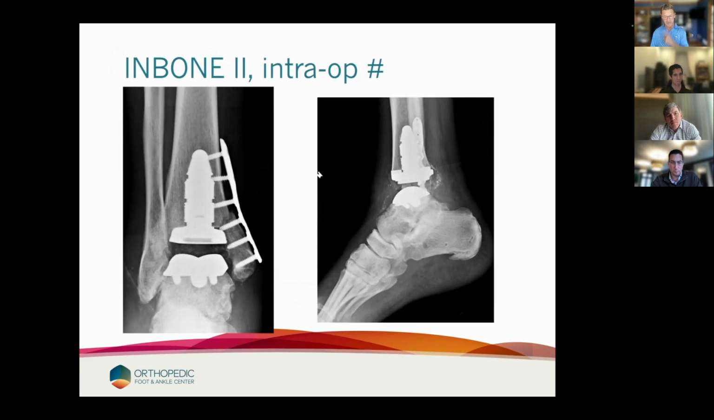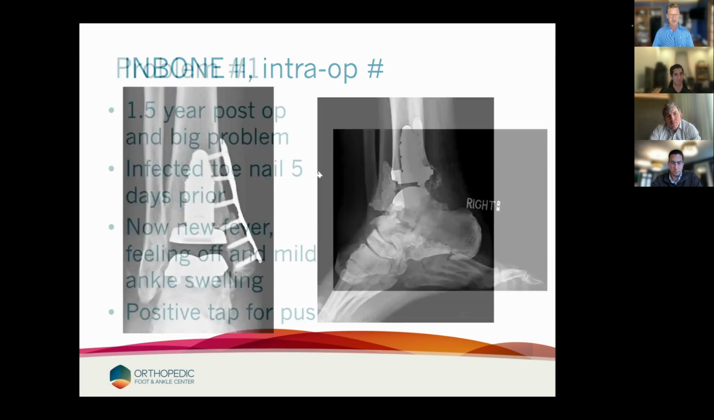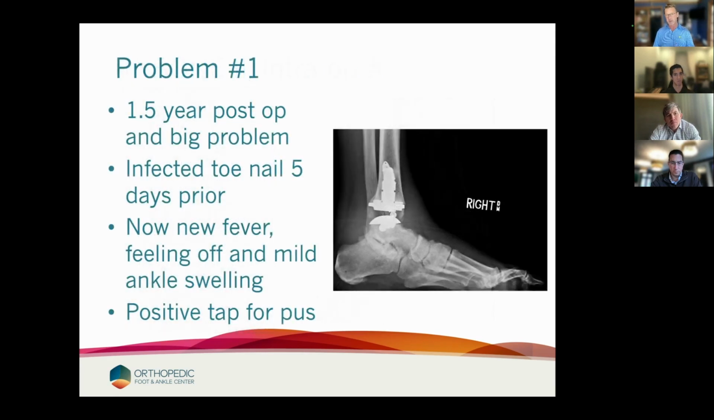So I did an Inbone 2, very uncommon, but somehow I found a way to break the medial malleolus. So I fixed that, but otherwise, good looking implant. 1.5 years post-op, he gets an infected toenail and he gets a new fever. Thankfully, he got in to see me. I tapped his ankle and it is positive for pus. So this is a super acute infection, less than a week.